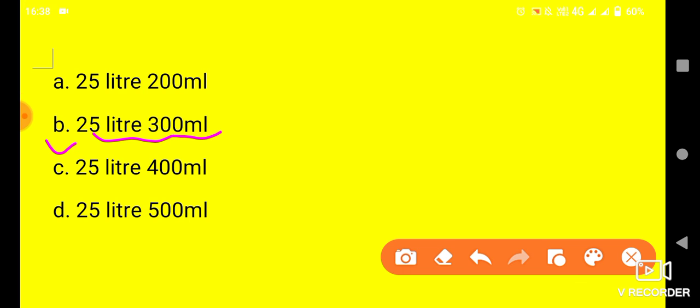Ml means milliliter. And that's for today.